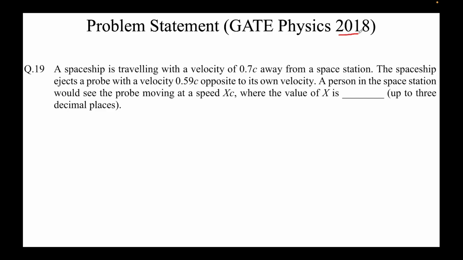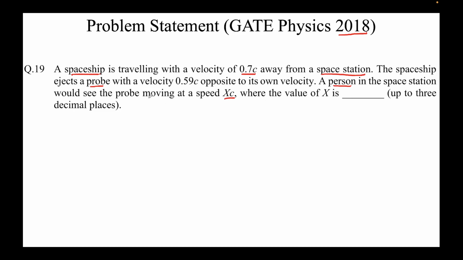The problem statement from GATE Physics 2018 reads as follows. A spaceship is traveling with a velocity of 0.7 c away from a space station. The spaceship ejects a probe with a velocity 0.59 c opposite to its own velocity. A person in the space station would see the probe moving at a speed xc, where the value of x is... This is a numerical answer type question, and we need to find the value of x and then round it off to 3 decimal places.